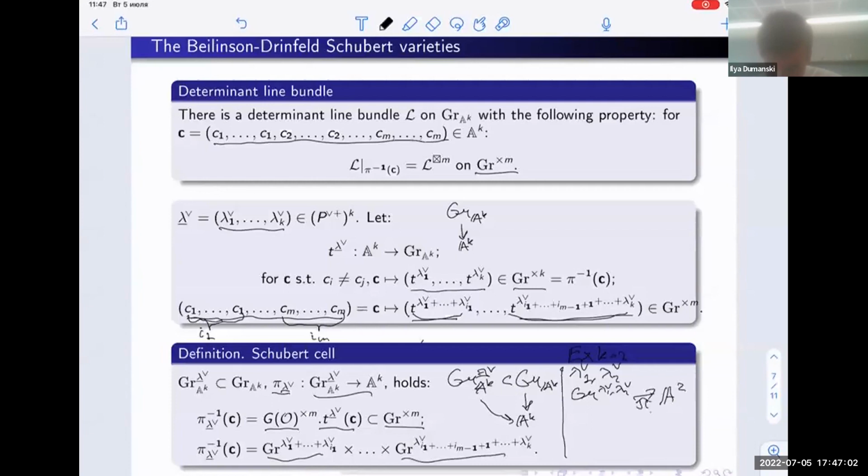And what is the fiber at a point with pairwise distinct coordinates? It is just the product of the Schubert cells in the usual affine Grassmannian. And what is the fiber at a point with equal coordinates? It is the single Schubert cell corresponding to the sum of these two dominant coweights. Okay, that is Schubert cells. These are Schubert cells in the Beilinson-Drinfeld case.